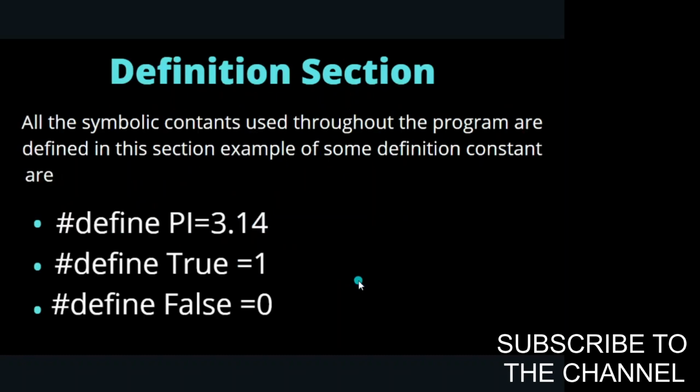Next is the definition section. All the symbolic constants used throughout the program are defined in this section. Examples of definitions are as follows: #define PI 3.14, and these definitions can be used anywhere in the program, as global declarations of symbolic constants. The next one is #define TRUE 1, and #define FALSE 0.